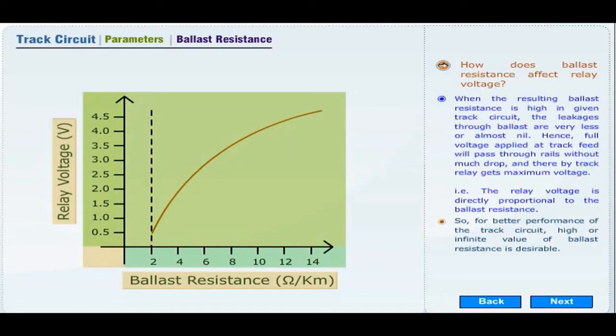That is, the relay voltage is directly proportional to the ballast resistance. So, for better performance of the track circuit, high or infinite value of ballast resistance is desirable.